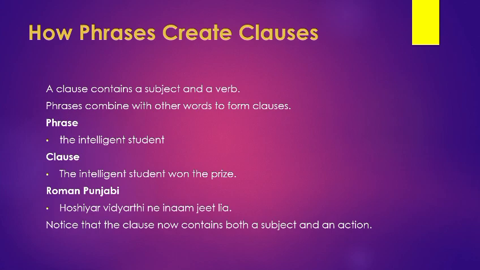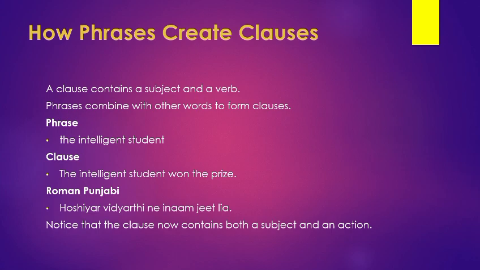इंटेलिजेंट बच्चा कुर्सी पर बैठा हुआ है. तो in this sentence I have two clauses, two phrases: intelligent student and मेज पर. The intelligent student is sitting on the table. So here I have two phrases: the intelligent student and on the table. So these two phrases combine to create a clause, which is the intelligent student is sitting on the table.